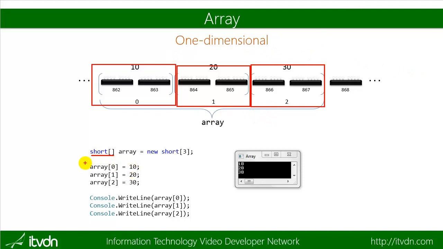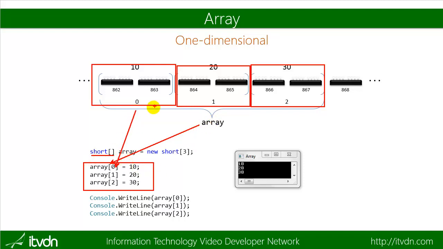Now, here again, we have assigned a value to these 3 elements. We call the name of the array. Where did we get this from? Well, we got it from here. We got it from here, array, and this 0, we got it from here.